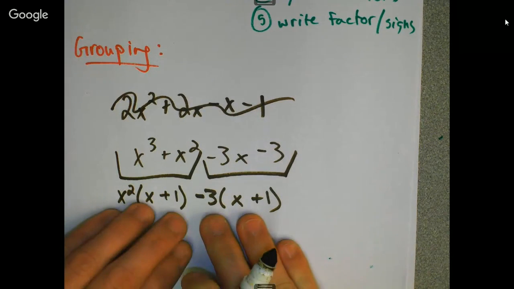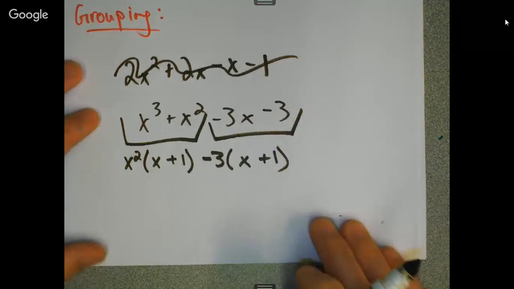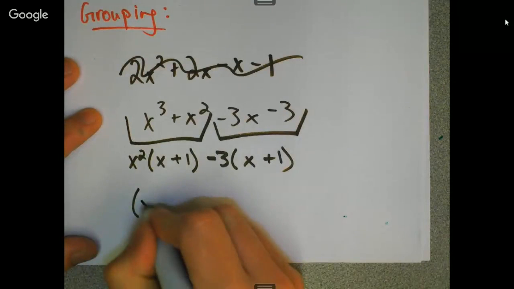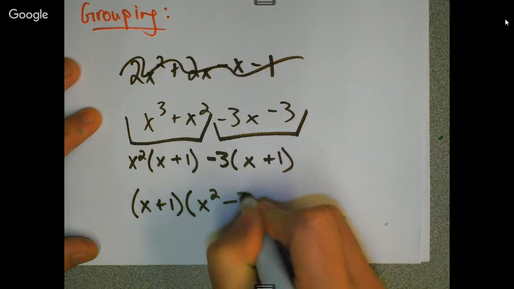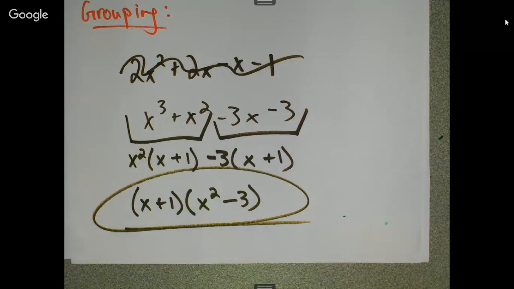Now these 2 terms, you're going to factor out again your greatest common factor. Your greatest common factor is x plus 1. You will be left with x squared minus 3. Okay, and we're factoring. So that is grouping. Okay, that is the first part of 0.4.